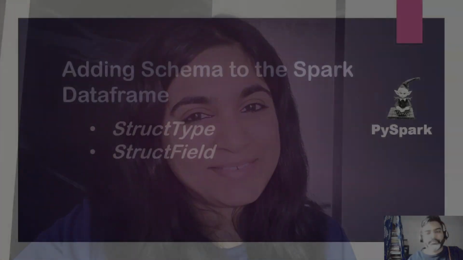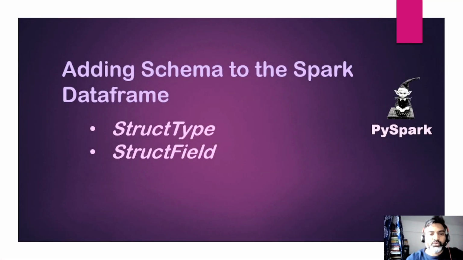So let's begin. Welcome back. Today we will be learning about the schema. Schema is something which you bind while creating the Spark data frame. It tells what kind of column name there would be, what kind of data type there will be, and what kind of constraint there will be for those attributes in the data frame. For this we will make use of two constructs, StructType and StructField.